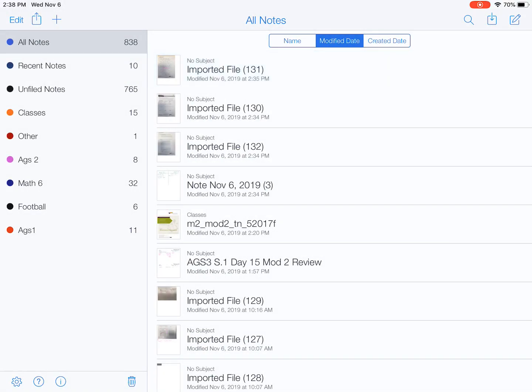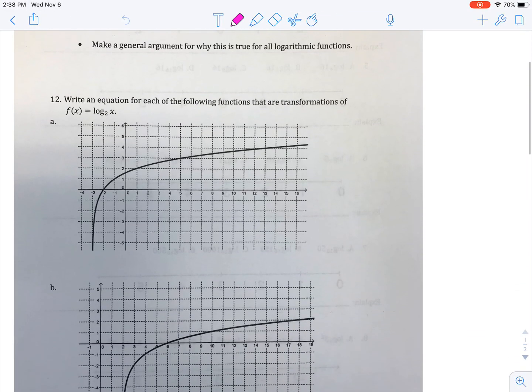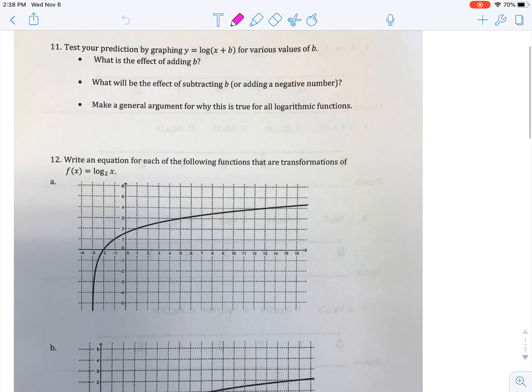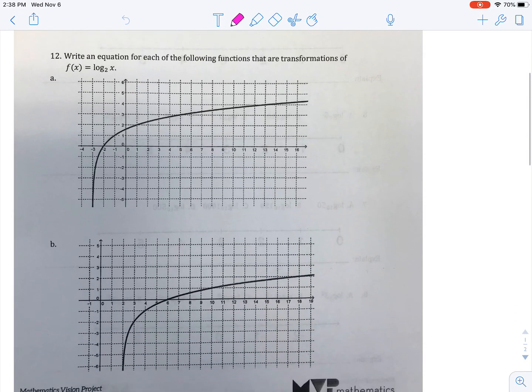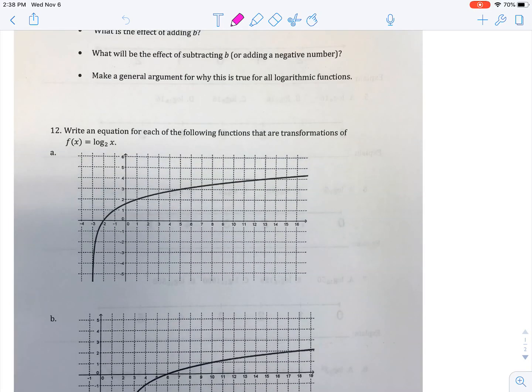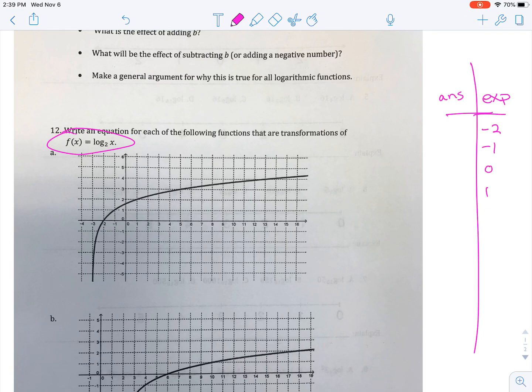All right, next page. So the next page on here is the graphing portion, which we've done quite a bit of. So it says write an equation for each of the following functions that are transformations. Okay, so what I like to do is graph the parent function for this and then just ask myself what happened. When I'm doing log graphs, I always just write exponent and answer because it's so weird having exponents over here on this side. Now I have to include some negative exponents. If I don't, I'm not going to get the numbers down in here because those are the y, right?